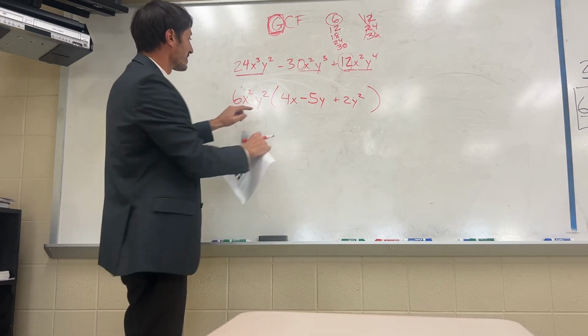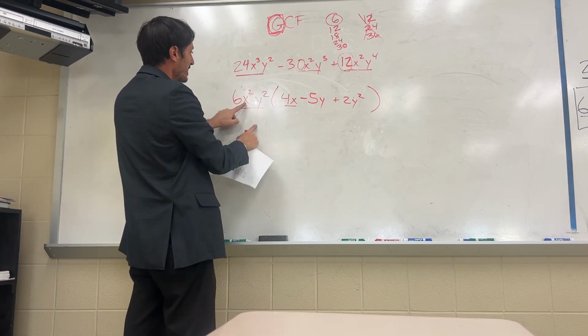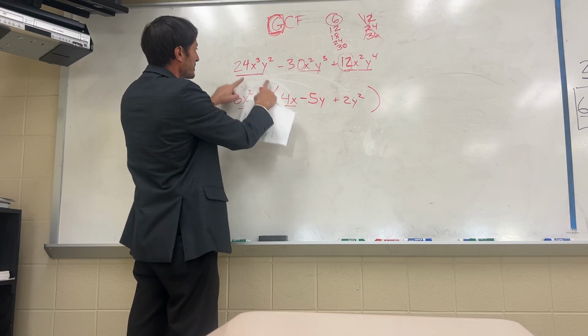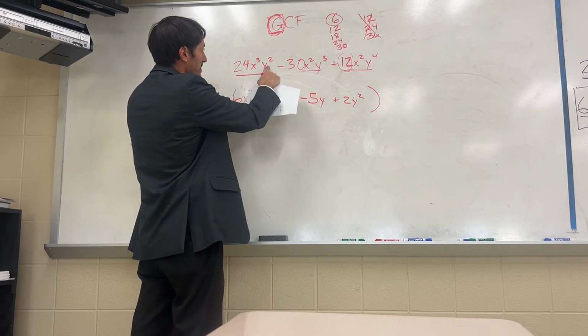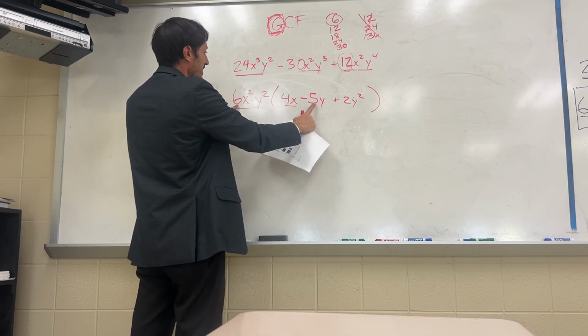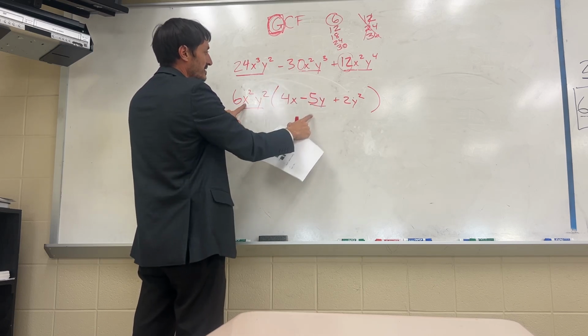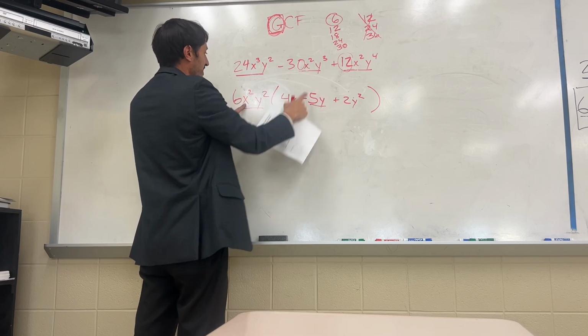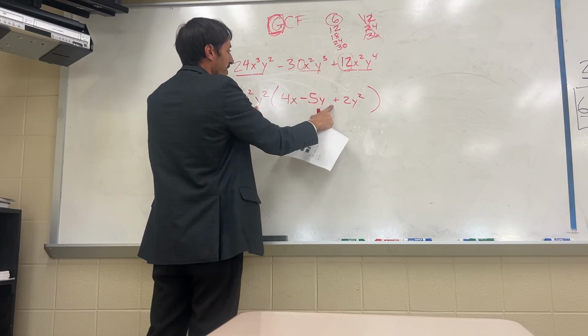6 times 4, looking at these terms. 6 times 4 is 24. X squared times x gives me x cubed. Y squared times no y's in this term gives me y squared. Okay, let's check the middle one. 6 times 5 is 30. X squared times no x's here will give me x squared, and y squared times y will give me y to the 3rd. Okay, done with that.